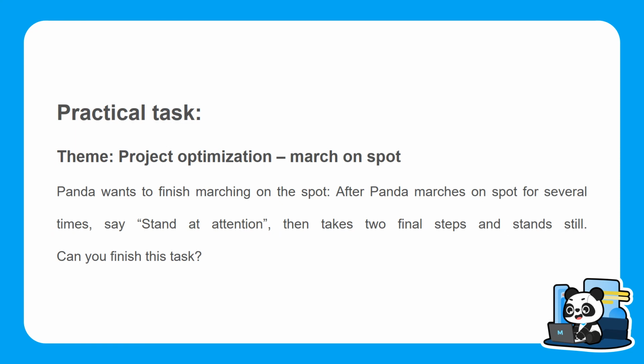Here's a bonus question. It's a little bit harder than the previous one. Do you guys think you can tackle it? Firstly, Panda wants to finish marching on the spot. After Panda marches on the spot for several seconds, say stand at attention. Then he takes 2 steps and stands still. Do you guys think you can get this one?